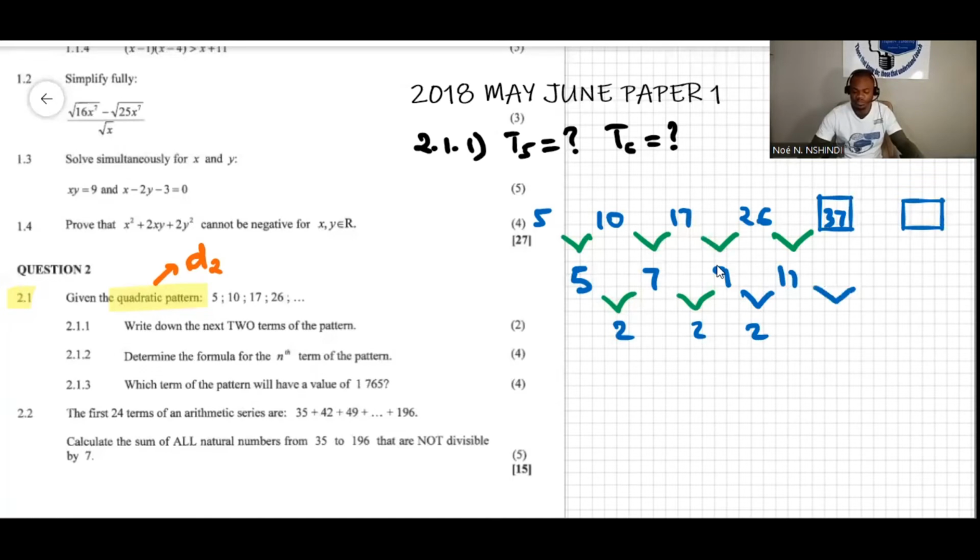And now we can continue. We say to ourselves, the difference here must also be 13, because 11 plus 2 is 13. And then over here also, term 6 minus 37 equals 13, or 37 plus 13 equals 50. So here it's 50. Therefore, term 5 equals 37, and term 6 equals 50.